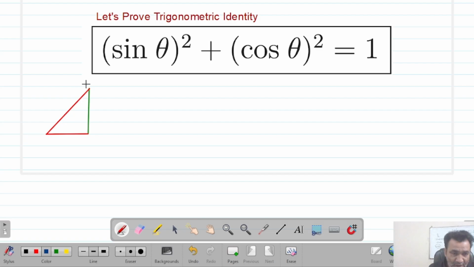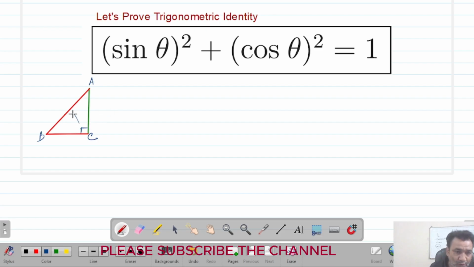Here in the figure, you can see that ABC is a triangle whose angle C is a right angle. That's why the opposite side is the hypotenuse. And think that angle ABC is our considered acute angle, theta. That's why AC is the opposite of our angle theta and BC is the adjacent side.